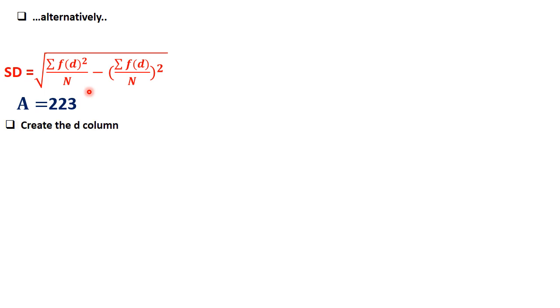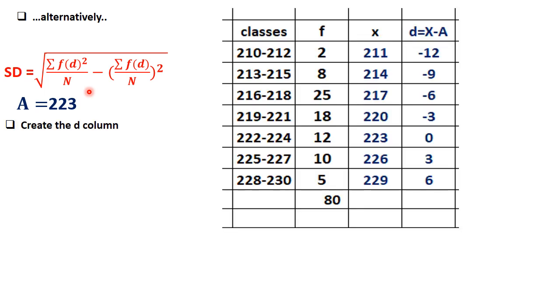Number one, create the D column. We had the classes. These were ranges of ages in months of the Form 4s. We had 2 Form 4s between 210 and 212. We had 18 Form 4s between 219 and 221, and on and on. Okay? We had the X's. Now we need to have the D's. D is X minus the assumed mean.